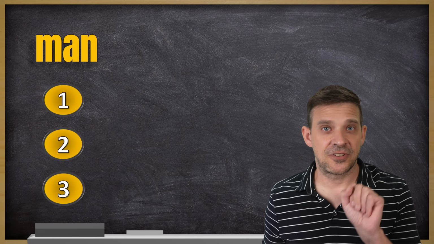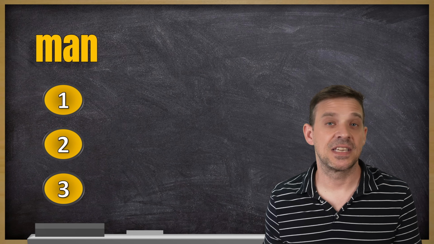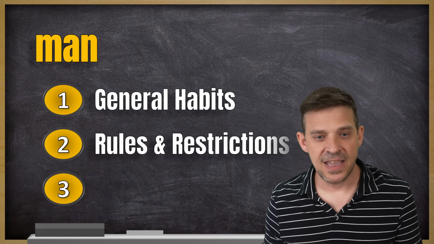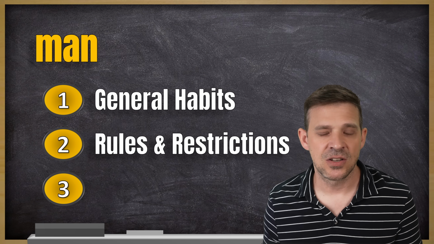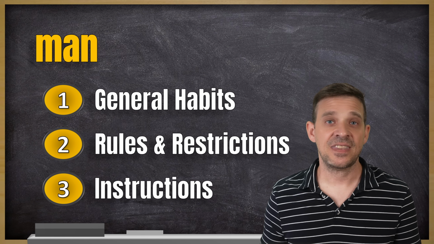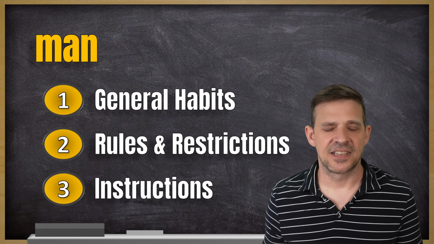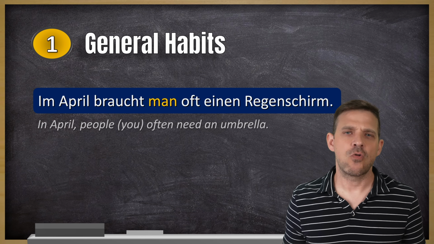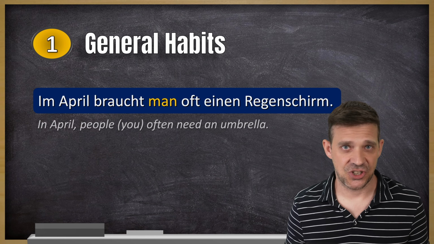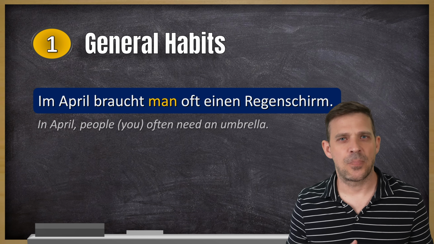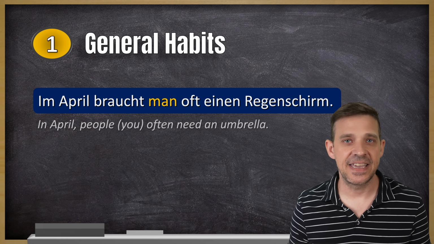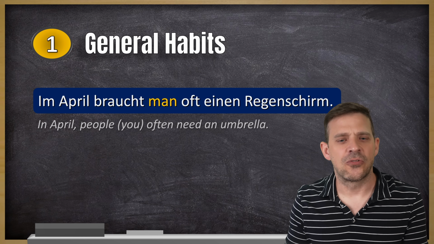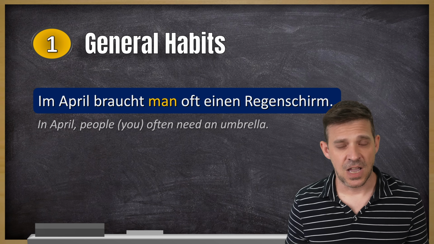There are 3 different situations where we mainly use this Mann. Nummer 1, general habits. Nummer 2, rules and restrictions. Und Nummer 3, instructions. Let's start with general habits. Zum Beispiel, im April braucht man oft einen Regenschirm. Im April braucht man oft einen Regenschirm. In April, people, or here better you, often need an umbrella.